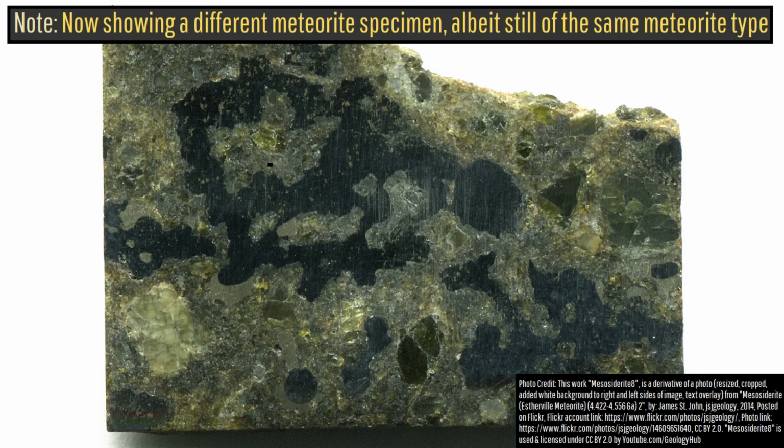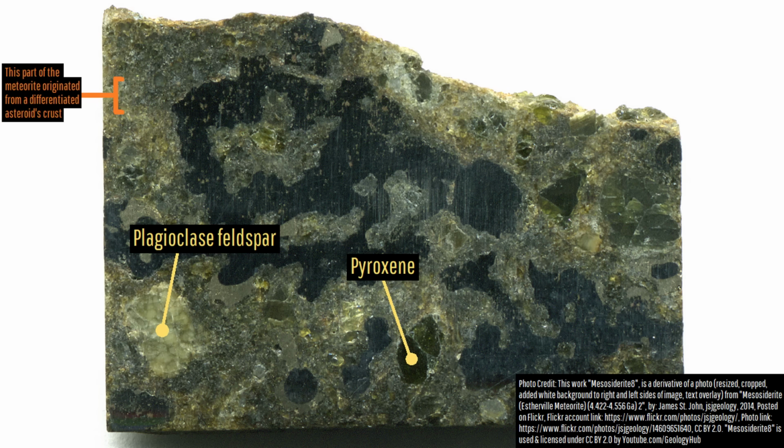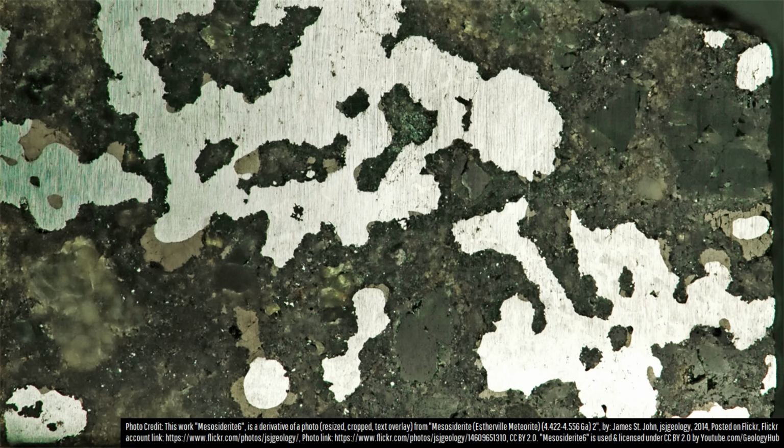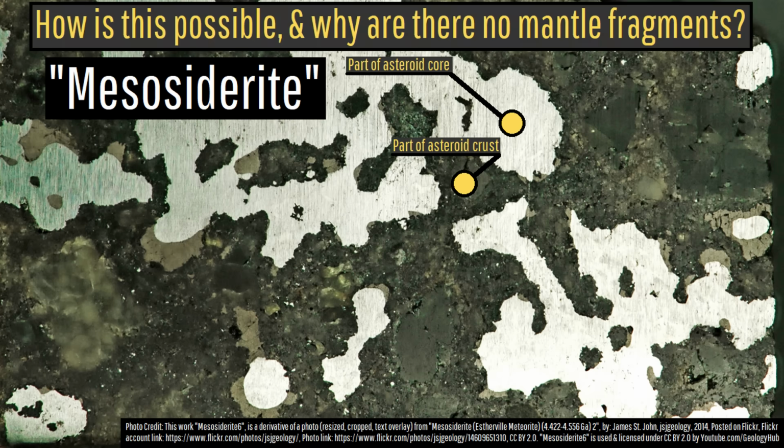The rest of the meteorite, in other words the non-metallic portion, is largely composed of silicate minerals, mostly pyroxene and plagioclase. This part of the meteorite formed on a large asteroid's surface or crust. So, why exactly does this group of meteorites, known specifically as a Mesosiderite, contain pieces of both a minor planet's core and crust, but not its mantle?